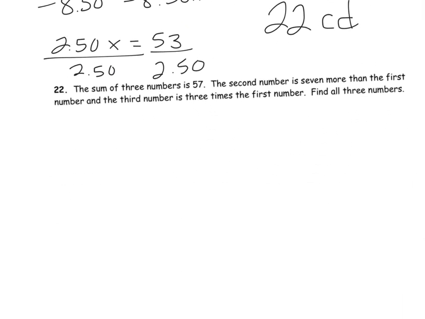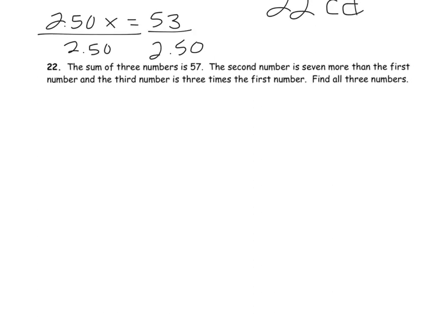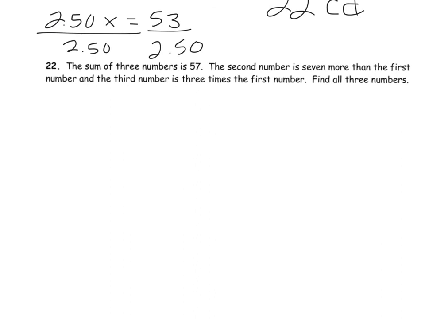Number 22, it says the sum of three numbers is 57. The second number is 7 more than the first number, and the third number is 3 times the first number. Find all 3 numbers. So I'm going to start by setting this up. I'm going to use a couple different colors. The first one says the sum of 3 numbers is 57. So I know in the end it's all going to have to equal 57.